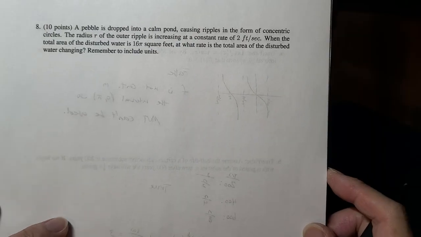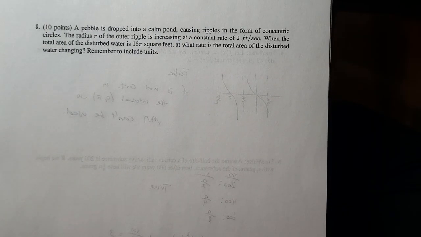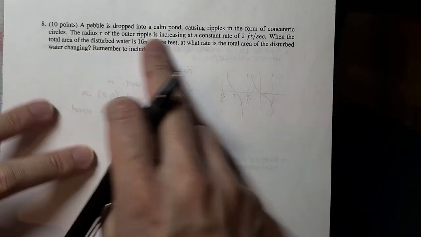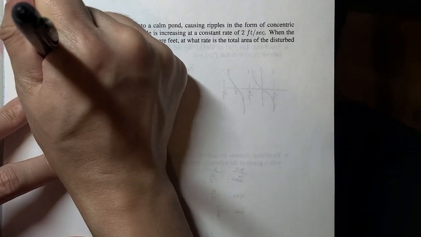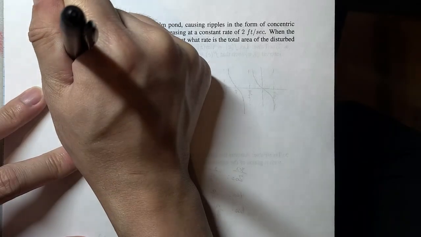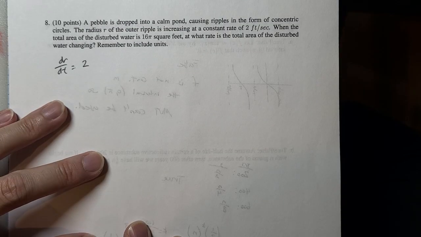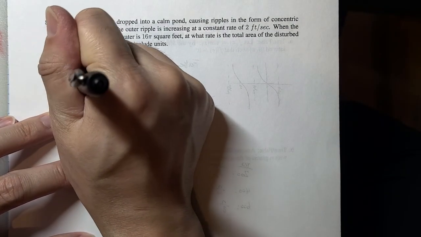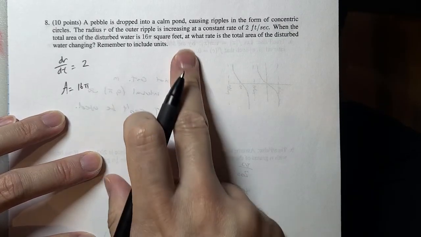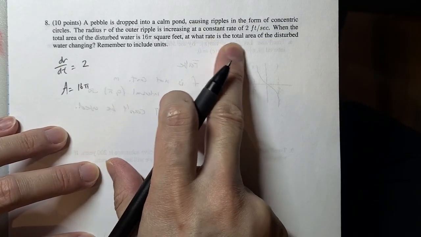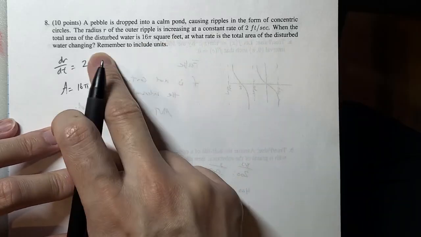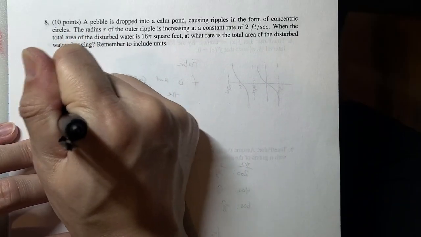A pebble is dropped into a calm pond, causing ripples in the form of concentric circles. The radius r of the outer ripple is increasing at a constant rate of 2 feet per second. So they give us a rate, let's write it out. dr/dt is 2. When the total area of the disturbed water is 16 pi, A is 16 pi, let's write that. At what rate is the total area of the disturbed water changing? So we're interested in dA/dt.